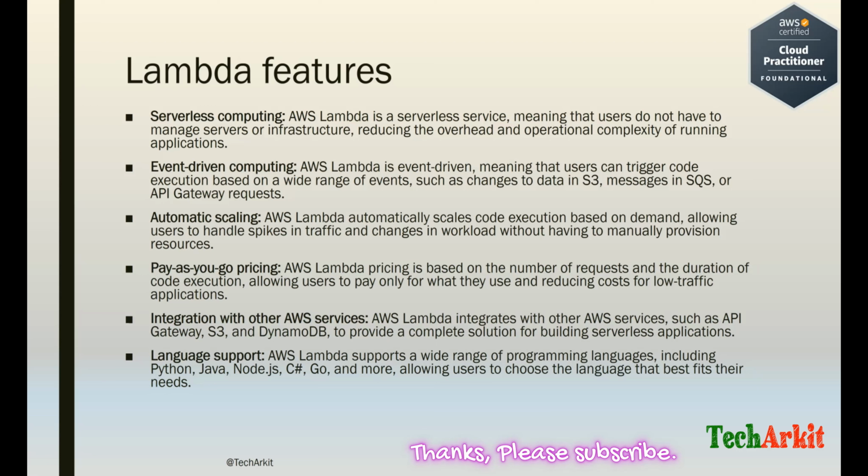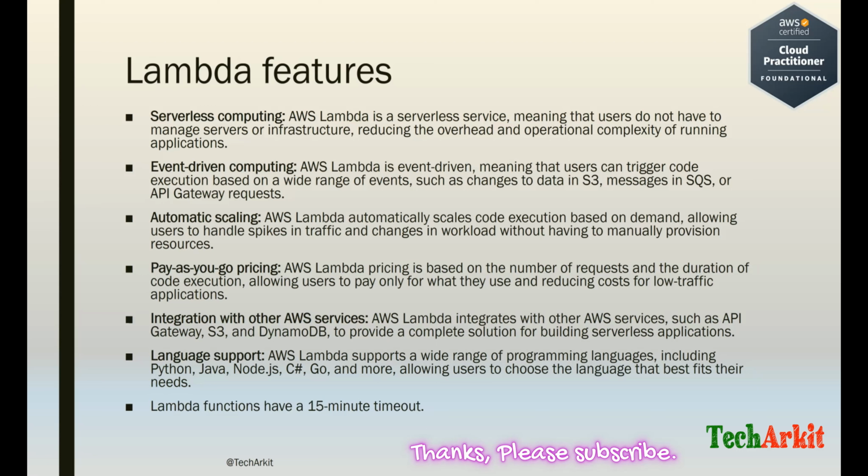Language support. What languages does it support? Lambda supports a wide range of programming languages, including Python, Java, Node.js, C Sharp, right, and Go language and more, allowing users to choose the language that best fits their needs. So this is a few examples of that. There is a wide variety of languages supported by Lambda.